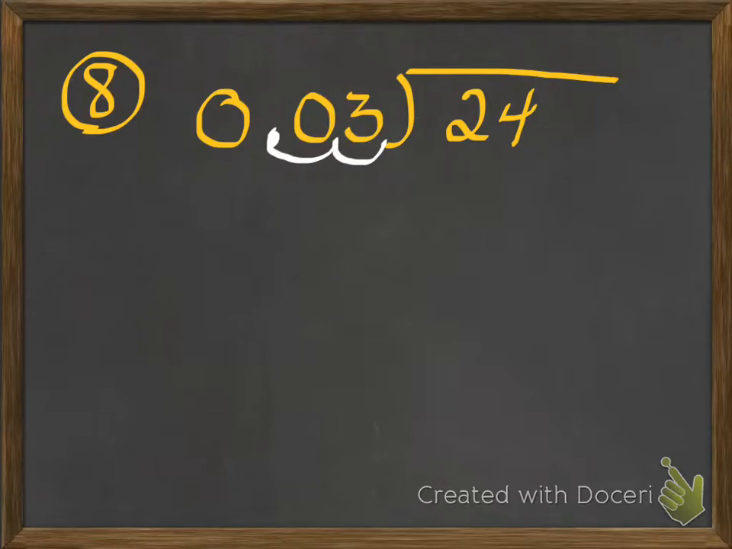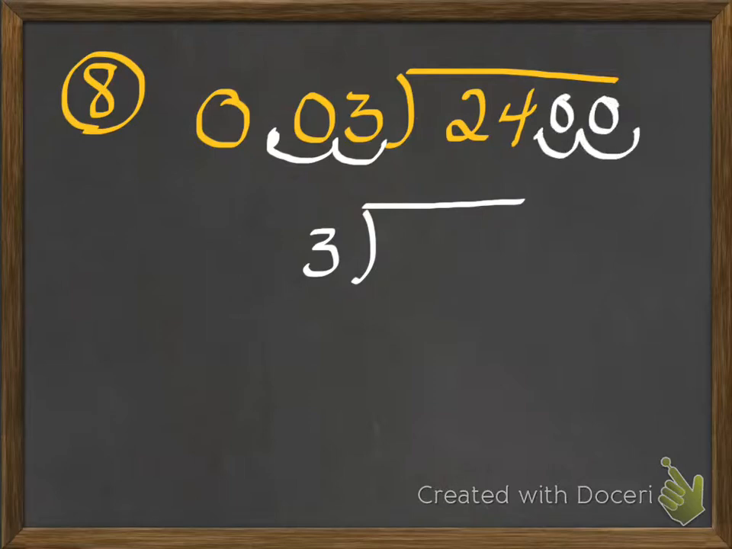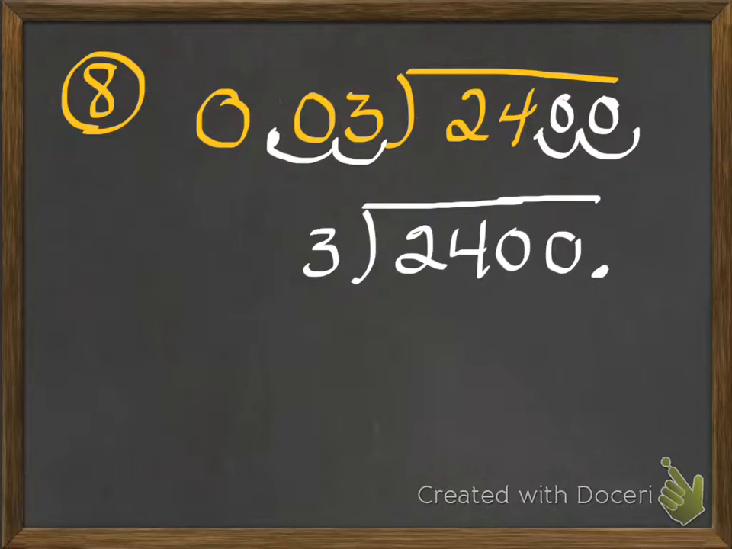So now my number is 3. I have to move the decimal point in 24 over 2 spots as well. So I change that number to 2,400. Now remember, there's a decimal point there. Even if I don't see it, even if I don't need it, there's still a decimal point there. It just moved over. So then I start dividing.